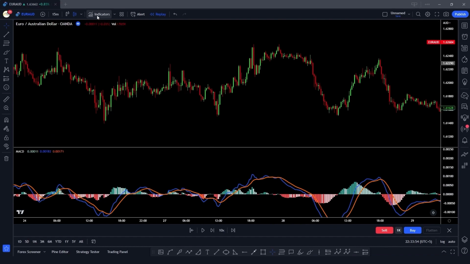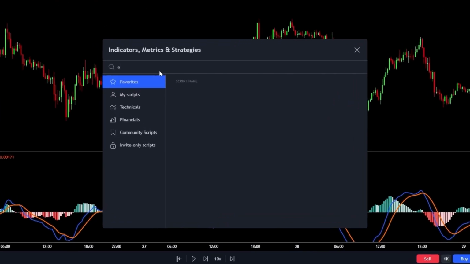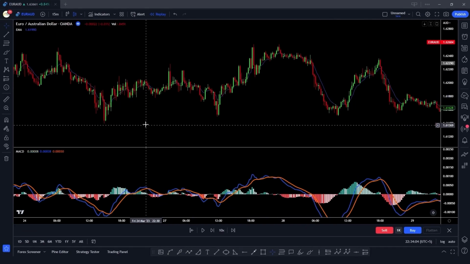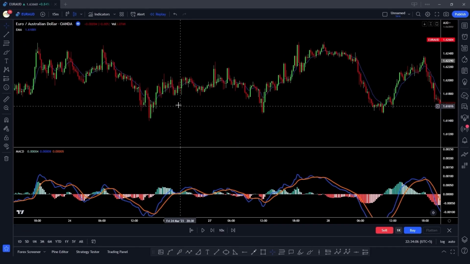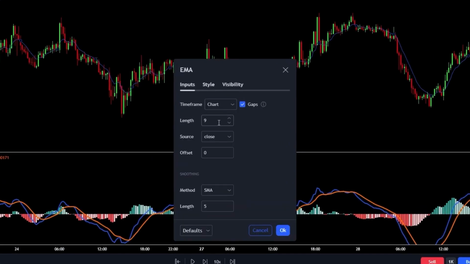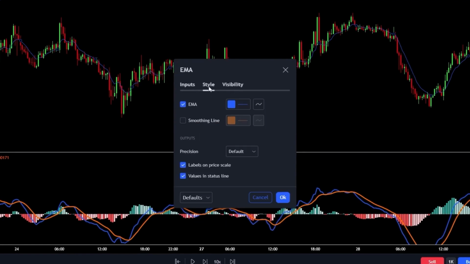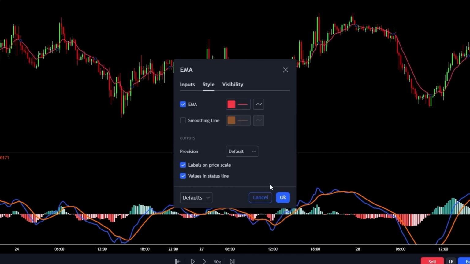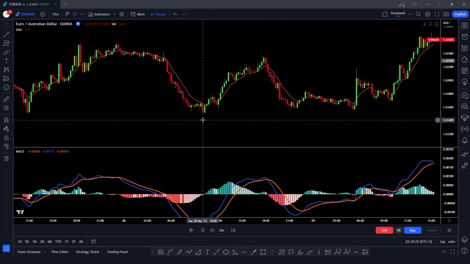To do that, we're going to go towards the indicator tab, and here we're going to search for exponential moving average or EMA, and we're going to add the first one to the chart. Now this exponential moving average is going to filter out the ranging markets, and to do that we're going to go towards the indicator settings, and here inside the inputs we want to change the length from 9 to 200. This will make the period of this exponential moving average 200, and in the style I'm going to change its color to red and increase its thickness so that we can see it a little bit better. So now as you can see, this indicator will filter out the ranging markets.